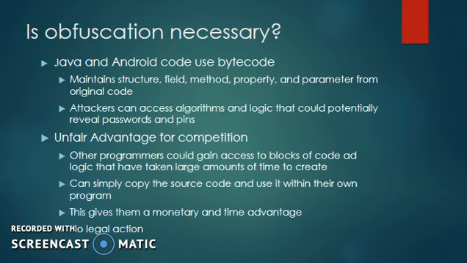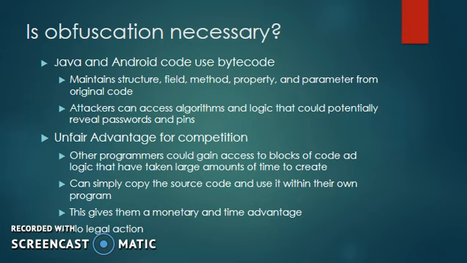Why is it necessary? Since Java and Android code are compiled into bytecode, which has a vulnerability of being reverse engineered. The reason for this is because the bytecode contains a significant amount of the same information as the original source code. So the structure, field, method, property, and parameter names are all maintained from the original code to the bytecode. This can be convenient and helpful for programmers that are attempting to debug a program that they don't have access to the source code.